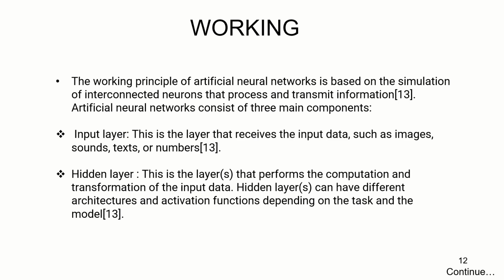The working of ANN. The working principle of ANN is based on the simulation of interconnected neurons that process and transmit information. Artificial neural networks consist of three main components. Input layer: this is the layer that receives the input data such as images, sounds, text, or numbers. Then we come to the hidden layer: this is the layer that performs the computation and transformation of the input data. The hidden layer can have different architecture and activation function depending on the task and the model.